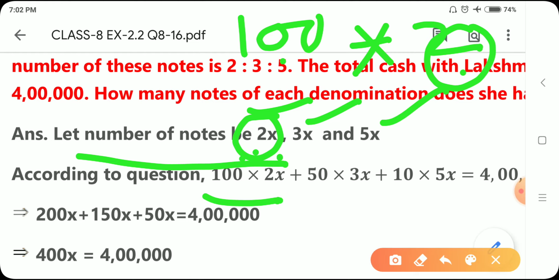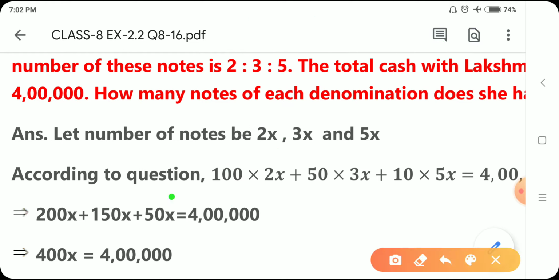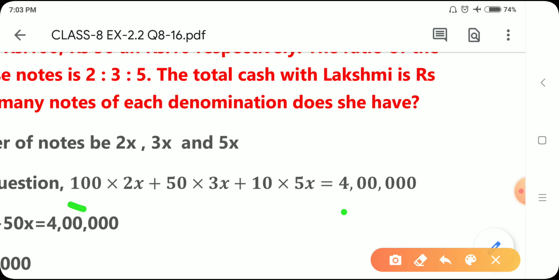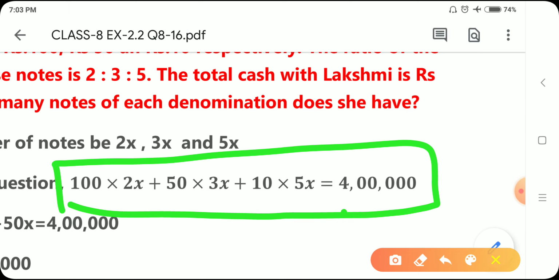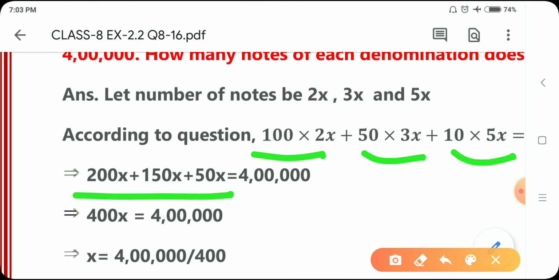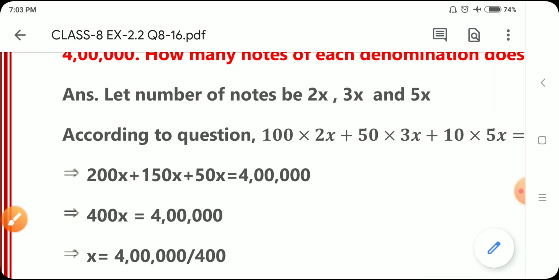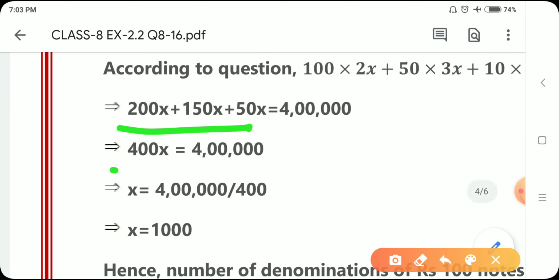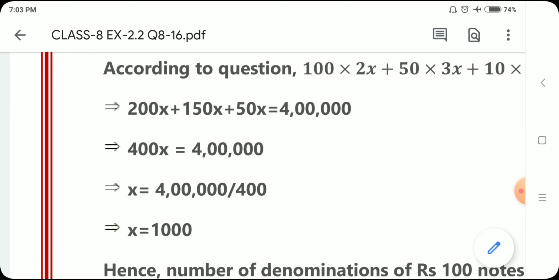According to the question, 100 is multiplied with 2x, 50 is multiplied with 3x and 10 is multiplied with 5x. Now the total rupees she has is 4 lakh. This is the given condition. Now solving this, you will get 200x, 150x and 50x. So adding these three is equal to 4 lakh as it is. Now adding these you will get 400x, and solving you will get x is equal to 1000.